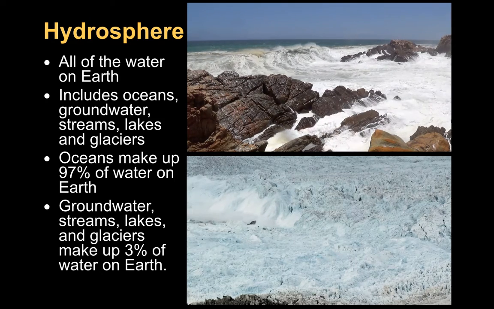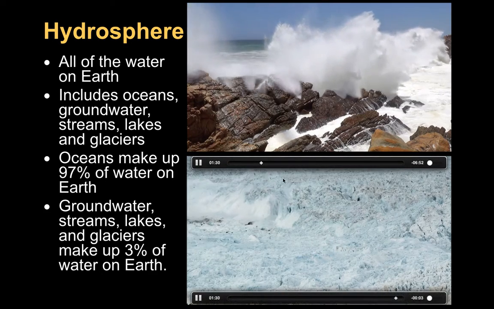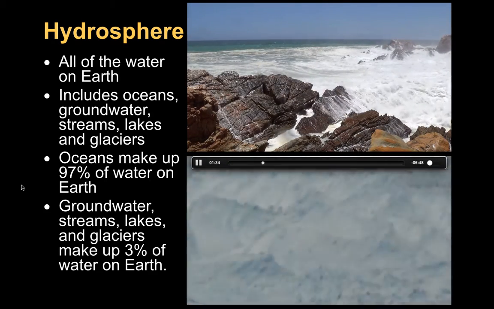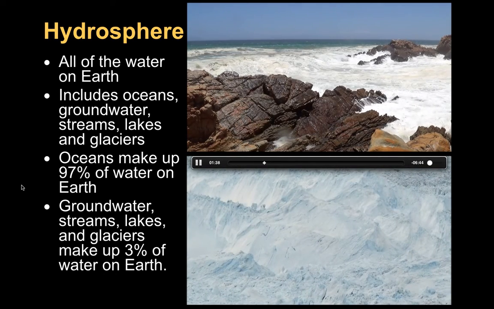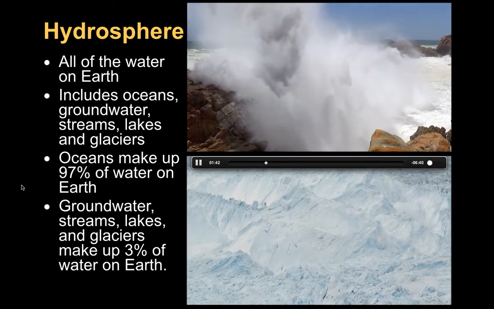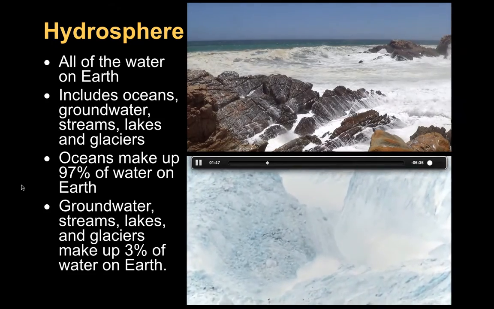If you notice, I also put glaciers in there. In the bottom picture here, on the bottom video, that is a glacier. That is frozen water that's up on the side of a mountain. Even though the water is frozen, it's still considered water and part of the hydrosphere. So it is fresh water, it is frozen, but it is part of the hydrosphere because it's water, and even though it's solid, it is still part of the hydrosphere.